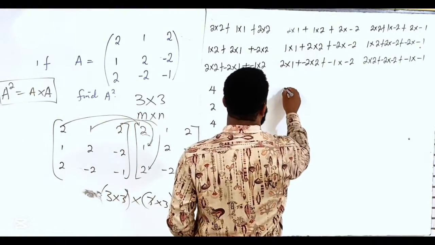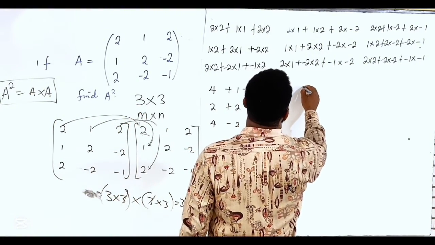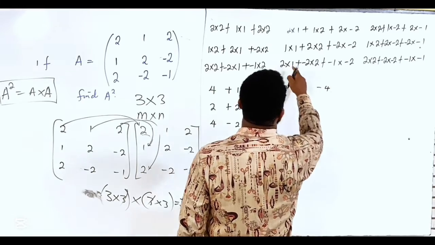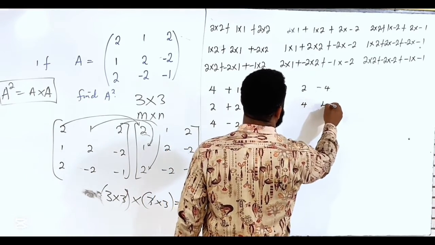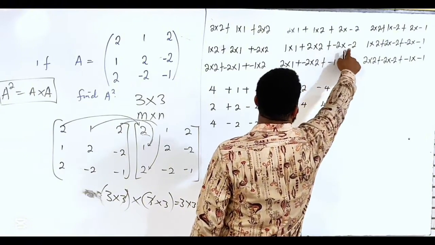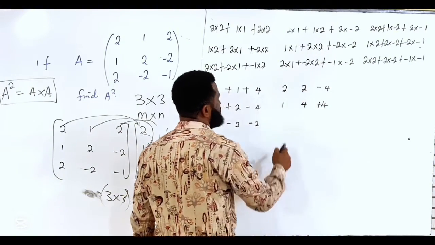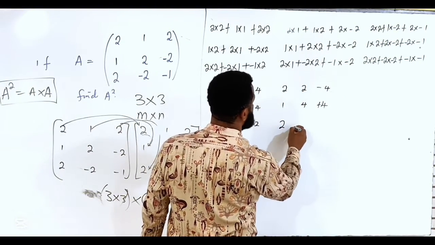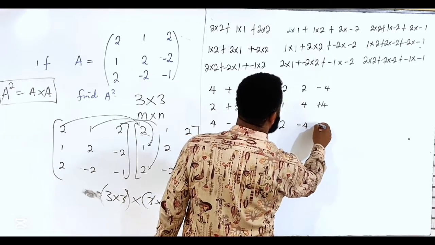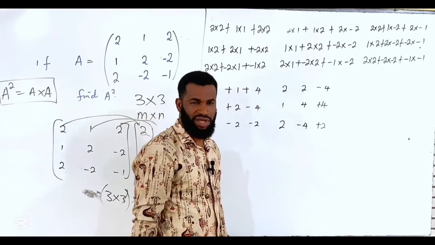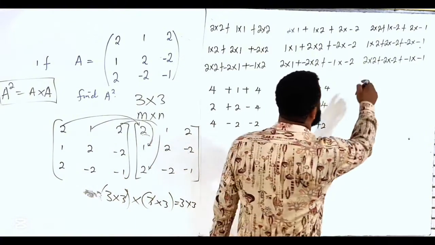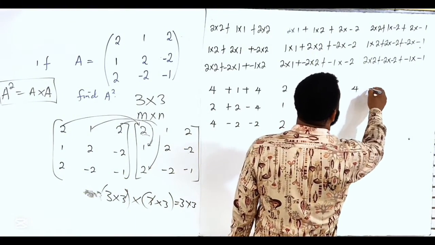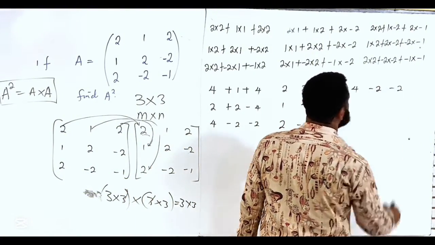So let me go here again. I have 2 minus 4. This is 1, 4, 4. This is plus 4. Minus times minus is plus 4. So this is going to be 2 minus 4 plus 2. I hope you're following. So I have this again. This is going to be 4 minus 2 minus 2.